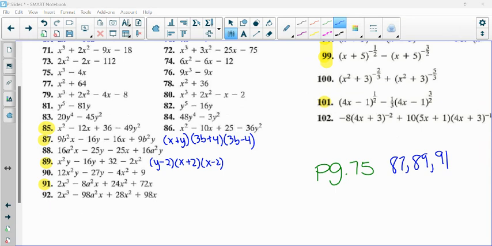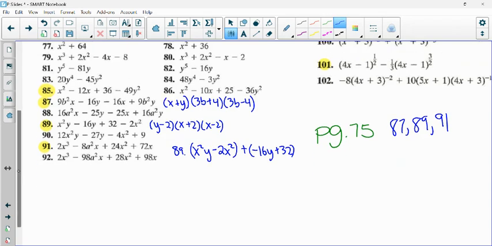So for 89, I rewrote this first by putting my x squares together. So it would be x squared y minus 2x squared. That was my first group. And then my second group would be negative 16y and positive 32. That's my second group.